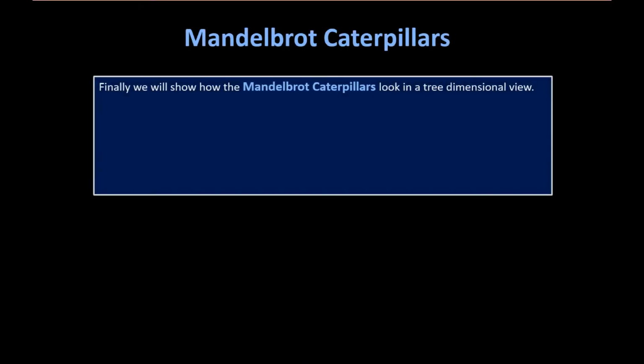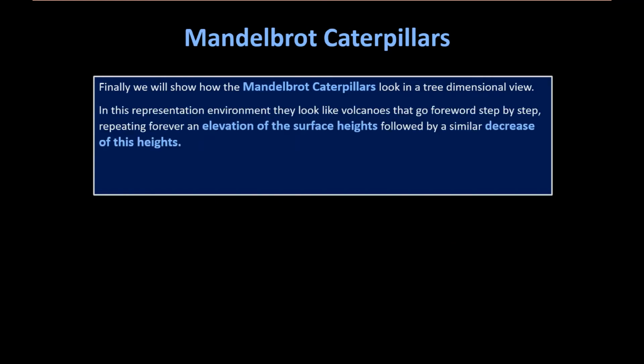Finally, we will show how the Mandelbrot caterpillars look in a three-dimensional view. In this representation environment they look like volcanoes that go forward step by step, repeating forever an elevation of the surface heights followed by a similar decrease of these heights. During each one of these cycles a small portion of the surface pixels is blown away to infinity.